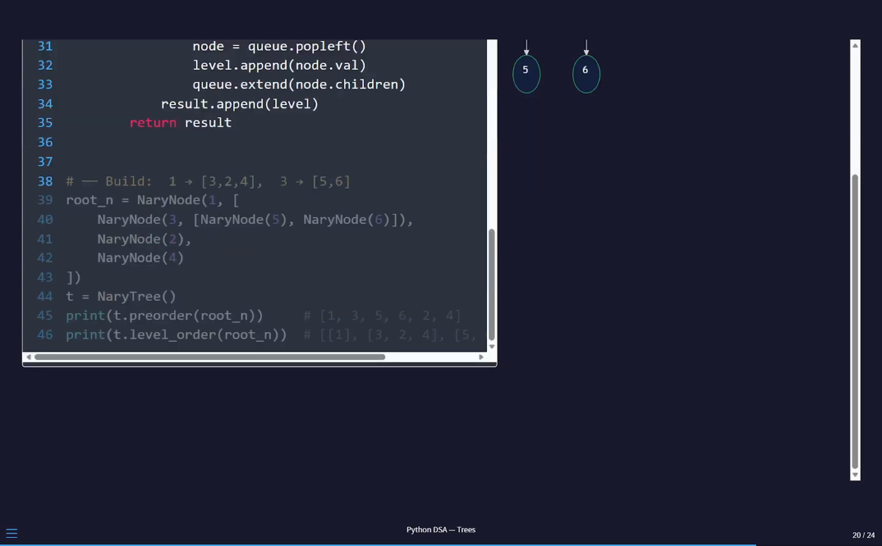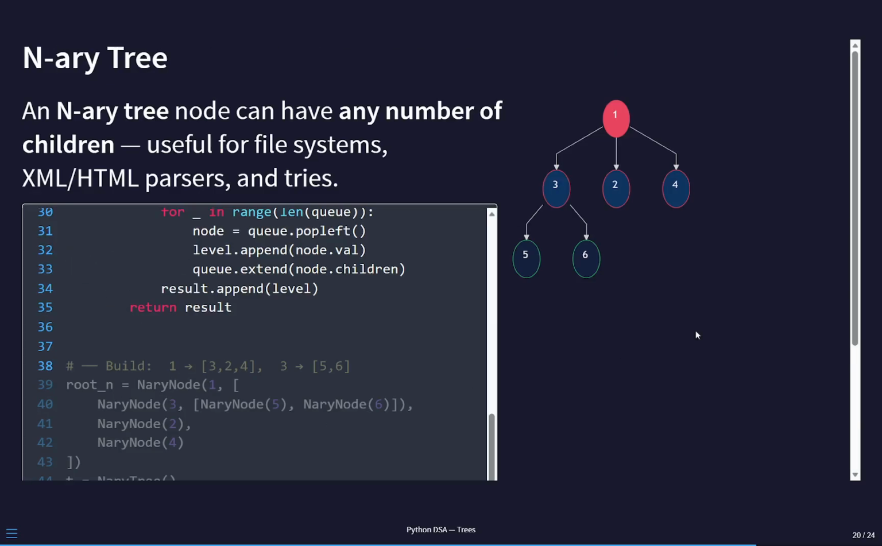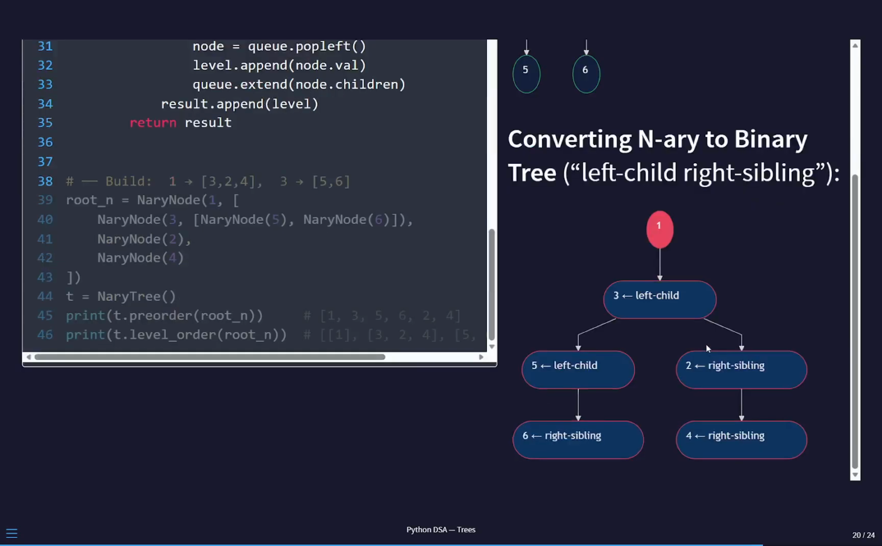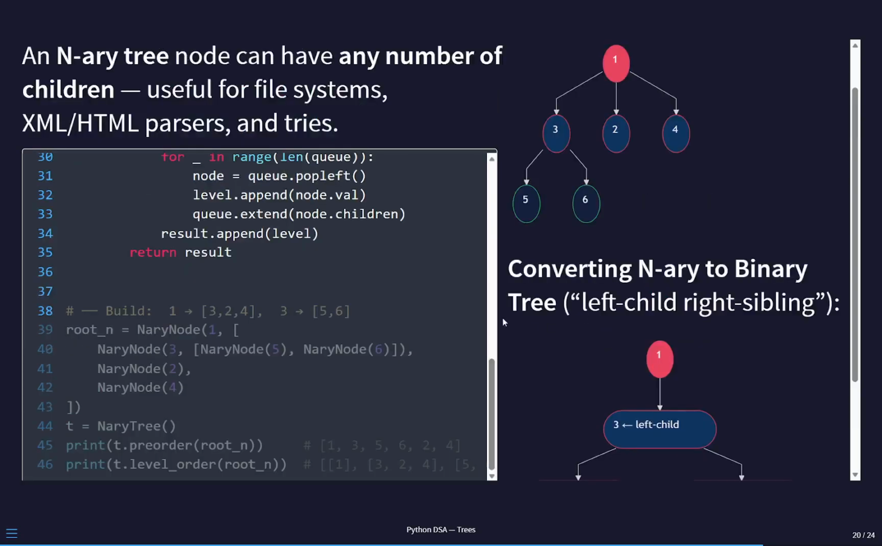The diagram shows the example tree. Root 1, children 3, 2, 4, where node 3 itself has children 5 and 6. Preorder gives 1, 3, 5, 6, 2, 4. Level order gives 1, 3, 2, 4, 5, 6.